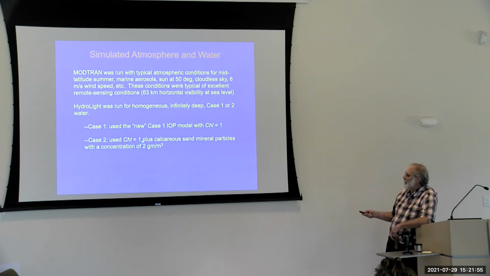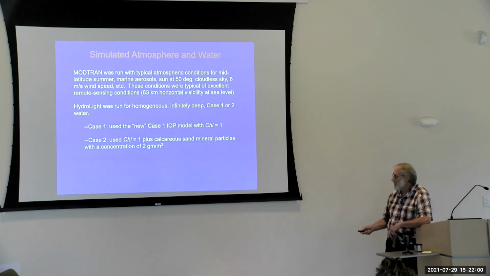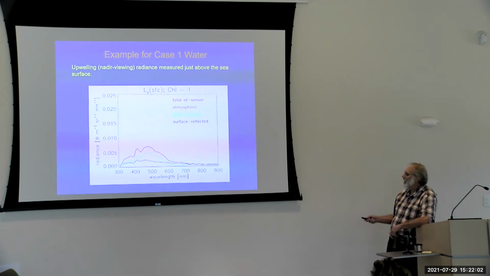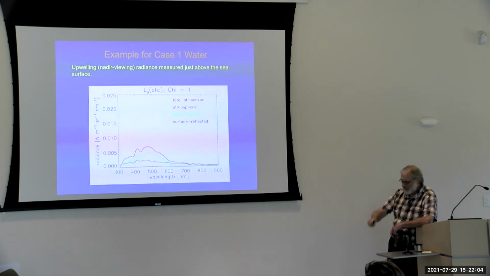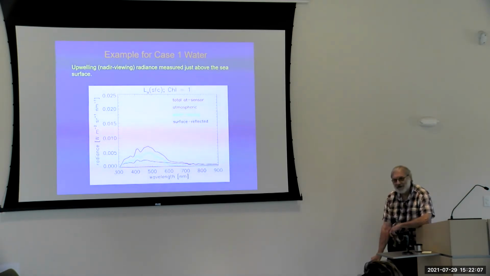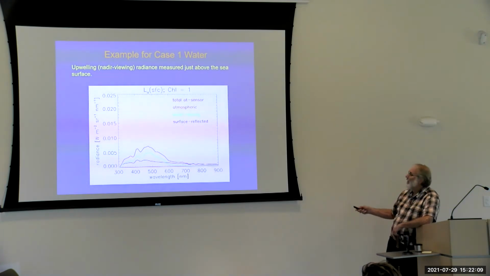Here I used some chlorophyll of 1, and sometimes I added some mineral particles, and I did these simulations. And here's what you see. If we put our sensor right at the sea surface, looking downward, then here's the total at-sensor radiance. Water was chlorophyll of 0.1. Here's how much the green is the water-leaving radiance, the blue is the surface reflected radiance, and then the red is the atmospheric contribution.